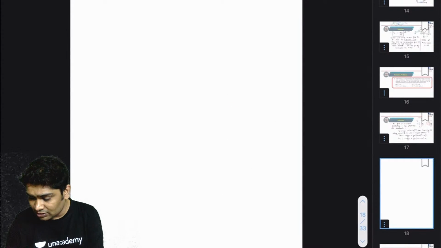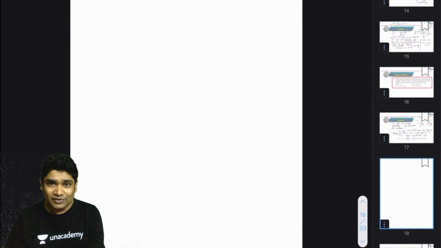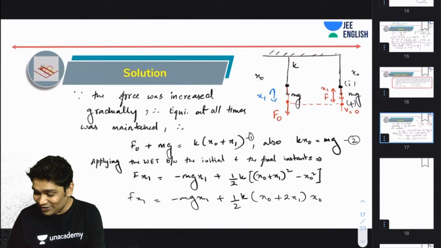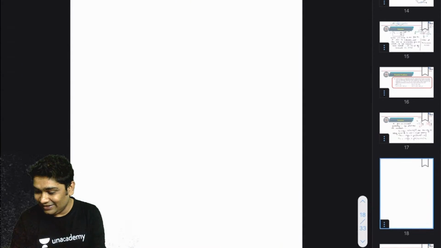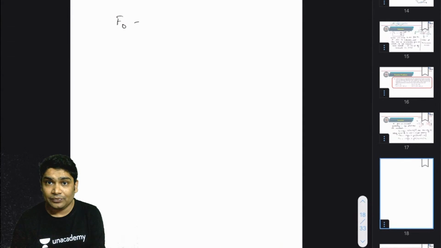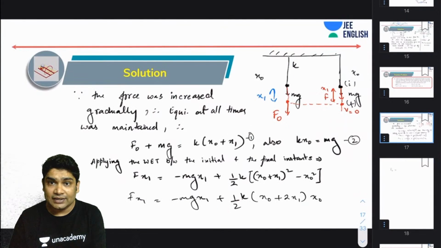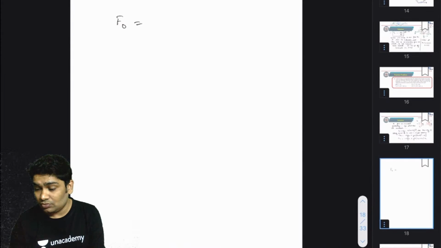So what were the equations? Let's rewrite all the equations so that we're not getting confused. The equations that we had were, one, we had F naught is equal to k(x naught plus x1) minus mg.